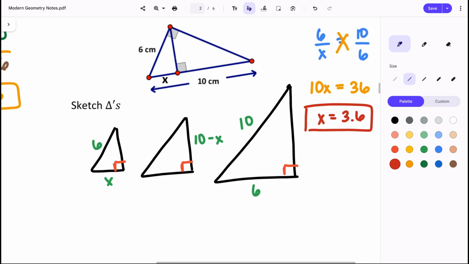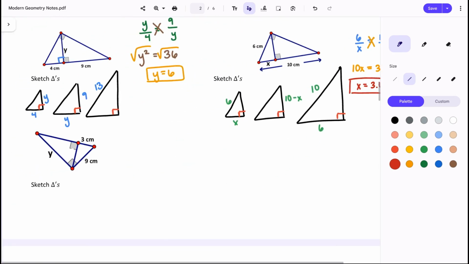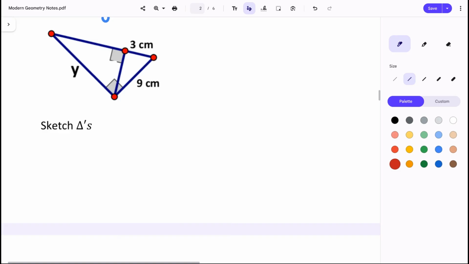Okay, we've got one more here on this page, and I will just say this last one is a little bit different than the other two. It's going to be a little more challenging. So let's start by sketching out our 3 triangles.